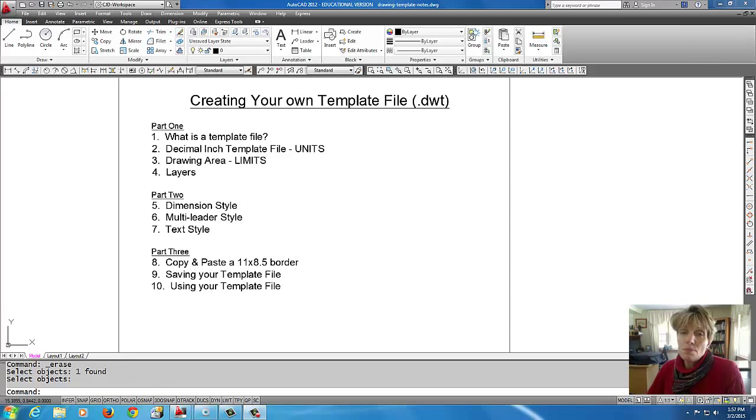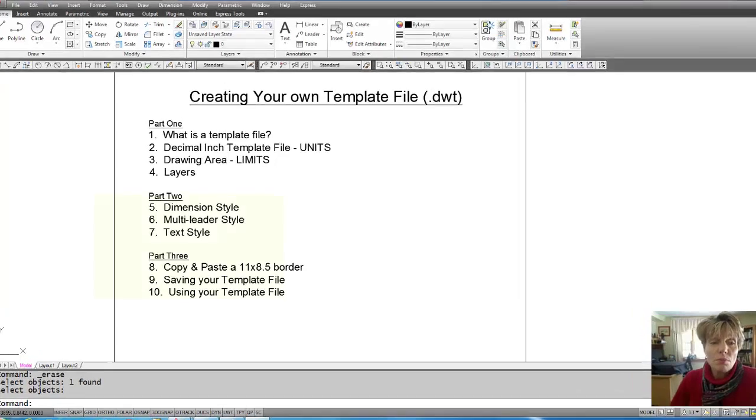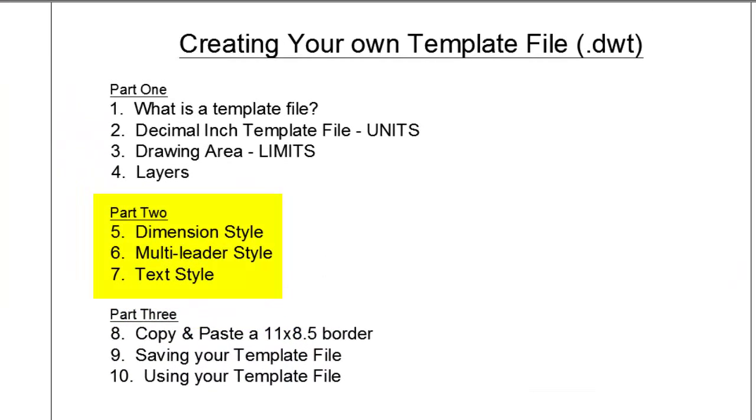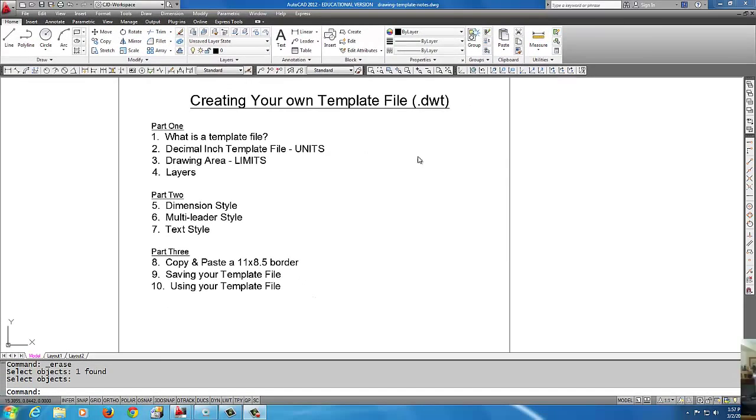Okay, welcome back. This is part two of creating your own template file. In part two, we're going to create a dimension style, a multileader style, and a text style. This is going to help your dimensions, your leaders, and your text all to be cohesive and appear the same height and the same size. All right, so let's get started.